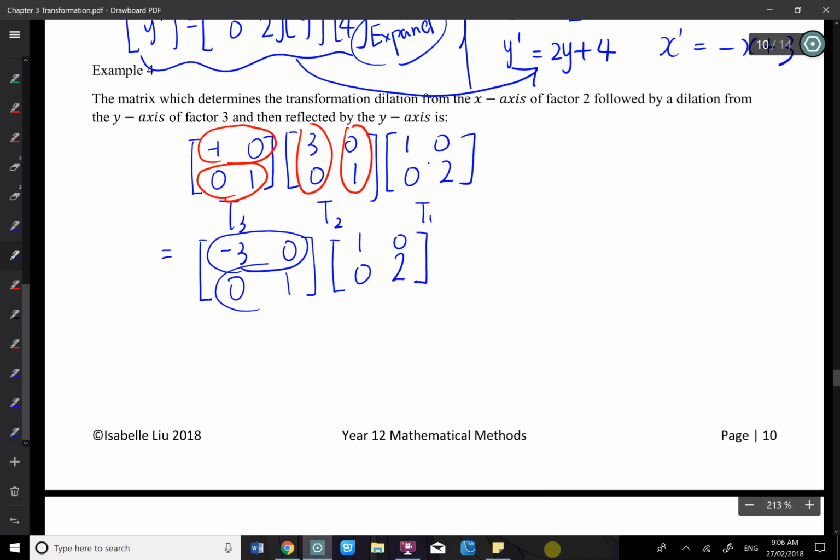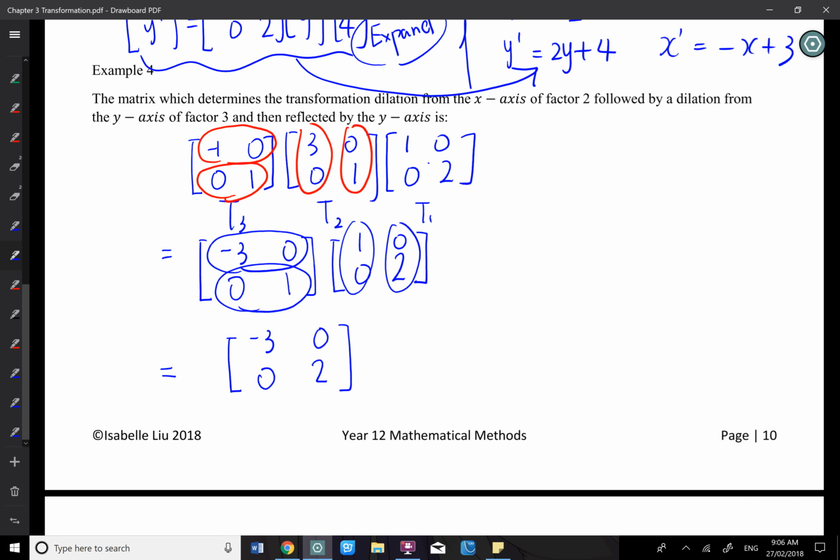So the next one, row and column. You have -3 and 0, 0, and 2. So that's the transformation. I can write it out directly because it's a reflection and a dilation. I can already know that will be my answer, but I just show you how you should write this matrix, how you get the order right.